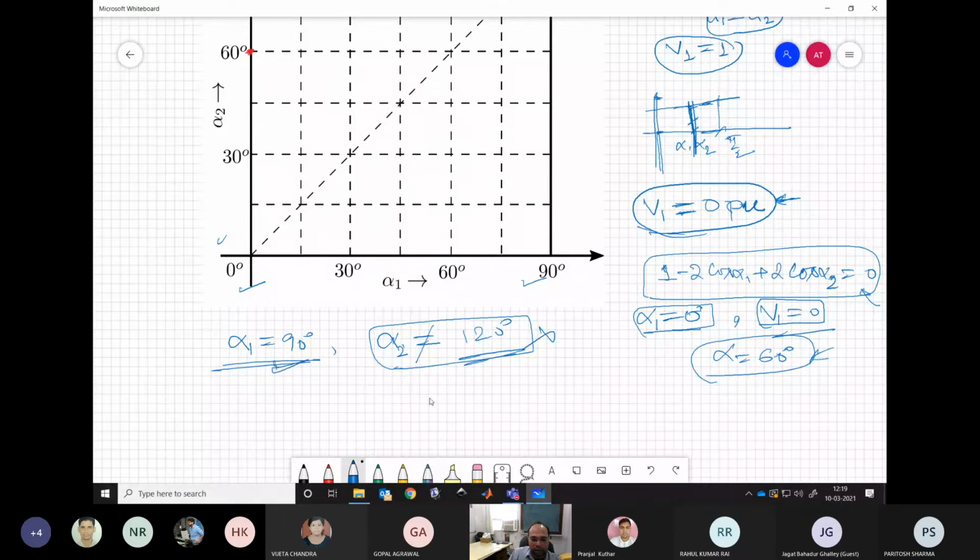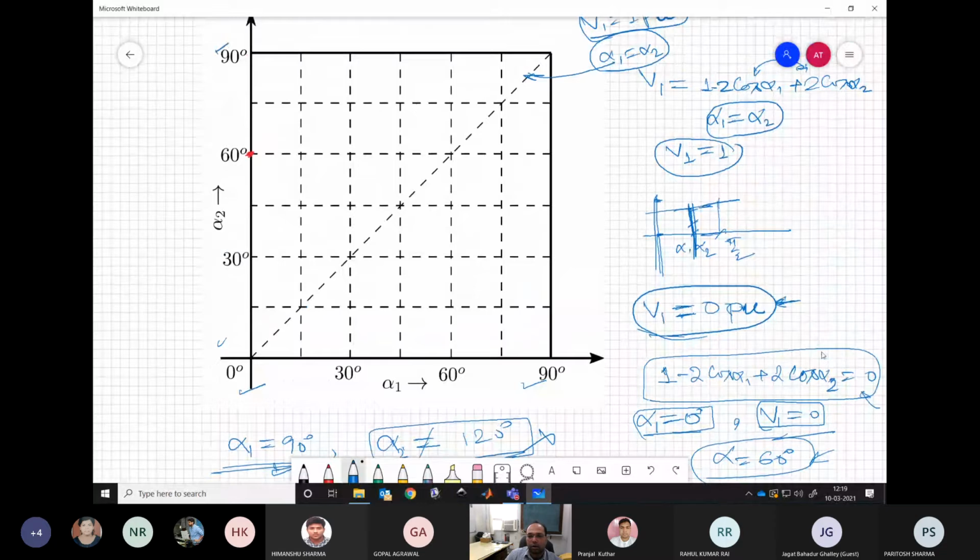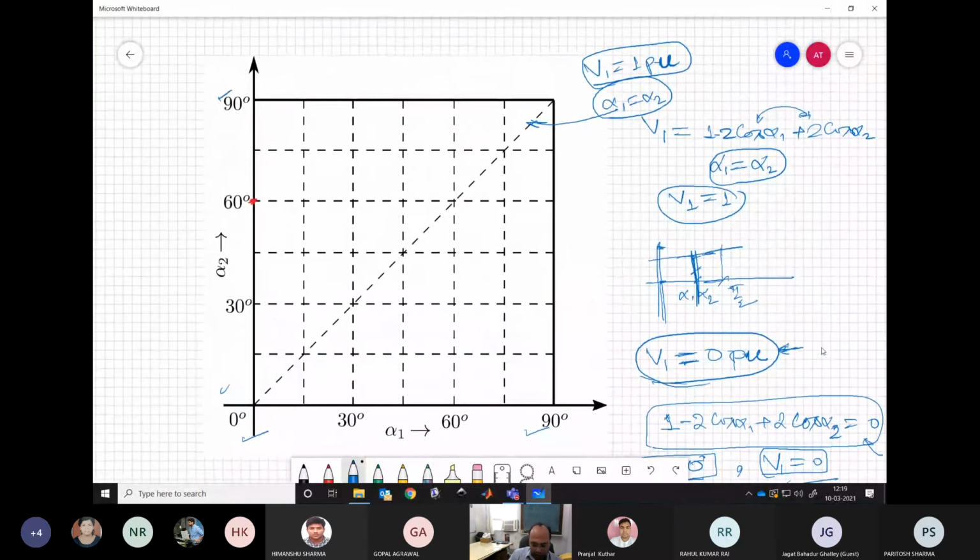So let's try the other extreme. Let's say alpha 2 equal to 90 degree. Then what happens for alpha 1? Anybody? Yes, 60 degree. Straightforward answer. So which means the other point lies somewhere here.